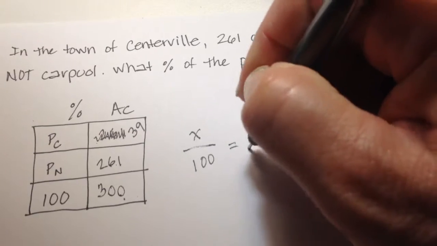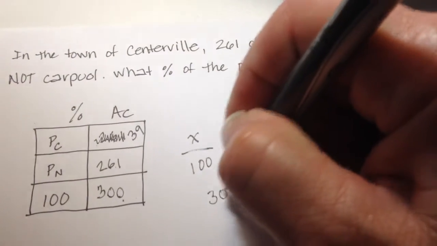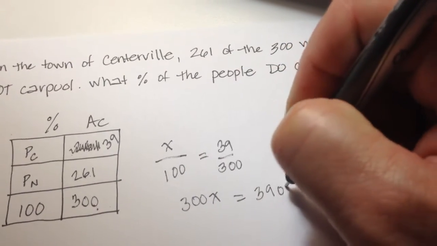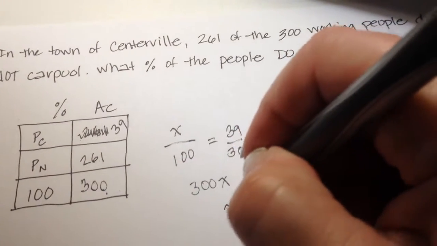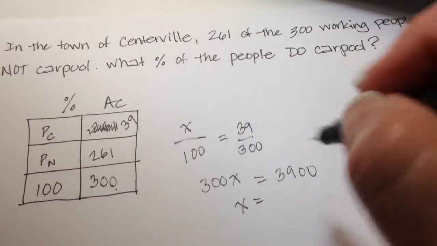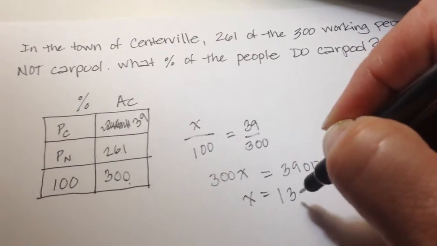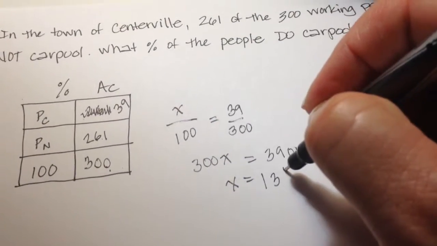As 39 is to 300. All right, so I'm going to get 300x equals 3,900. And if you divide that out, 300 is going to go into 3,900 13 times. Is that my answer, just plain old 13? No, because I'm actually getting the percent, aren't I? So it's 13%.